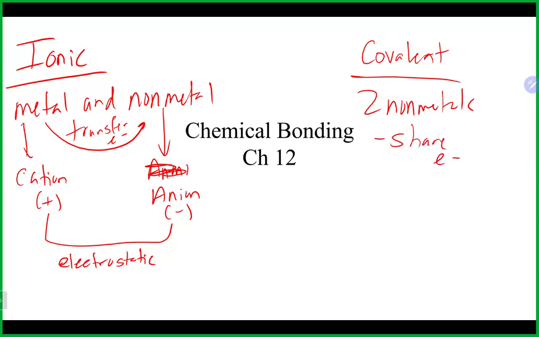We get some sharing of electrons. The sharing will be either equal sharing or unequal sharing. But as we'll talk about in this chapter, there is some aspect of sharing that's going on here between those two. So that's really a dramatic sort of difference between the two. Metal, non-metal, ionic, transfer of electrons, no sharing of electrons. In a covalent bond, we do have nothing but sharing of electrons, which could be equal or unequal.